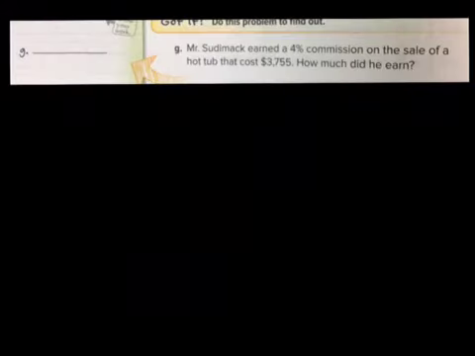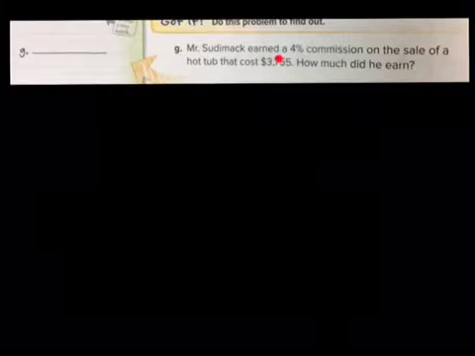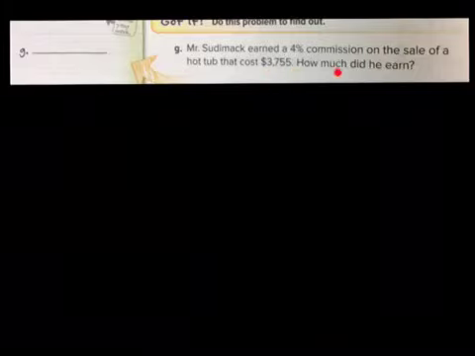Okay, finally on page 106 we have a word problem. This is where we take our skill and we put it in the real world context. Mr. Sudimak earned 4% commission. Commission means you make this for selling something. He's making 4% of whatever he sold. So 4% commission on the sale of a hot tub that cost $3,755. How much did he earn?